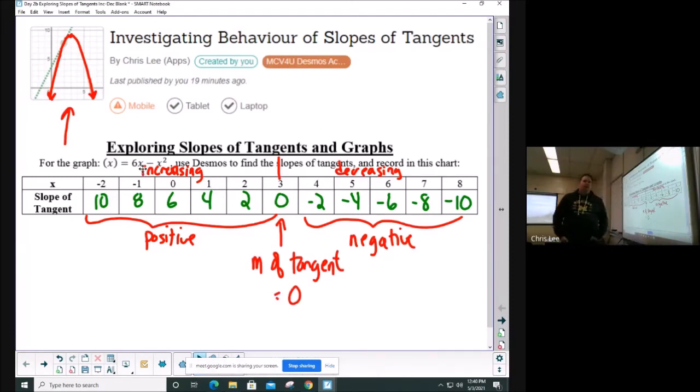And similarly, if we were going to a minimum, you would see the slope of the tangent at the minimum is 0, because it'd be negative slopes getting to 0 and then going up and getting positive. So that's just a quick little summary of the investigation one that we had there.